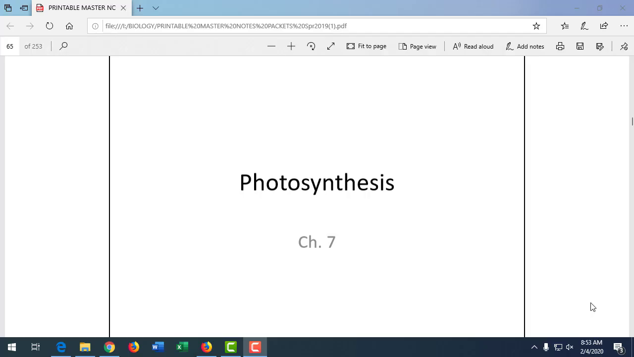All right, we're going to talk about photosynthesis. If you look at just the root words within the word photosynthesis, photo means what? Light, yep. And synthesis means to make or to create. To synthesize means to make or create. So we're making or creating something with light.